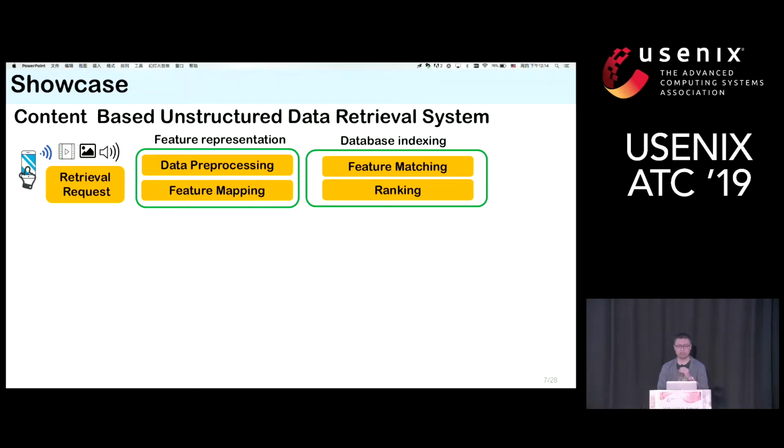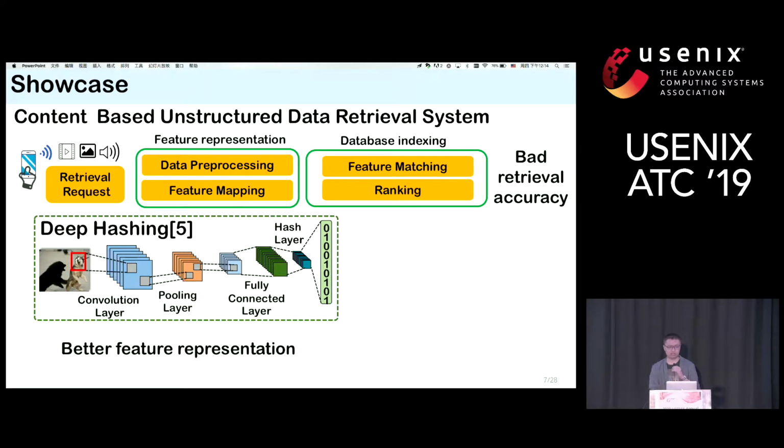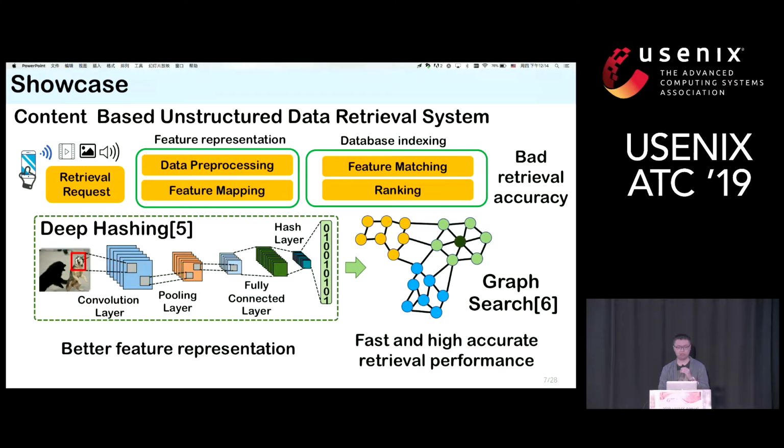The content-based unstructured data retrieval system contains 2 stages, feature representation and database indexing. However, traditional feature representation and database indexing methods cannot provide accurate retrieval performance. Therefore, we leverage the deep learning, the deep hashing, and graph search to provide better feature representation and perform fast and high accuracy retrieval.